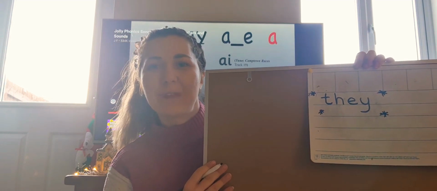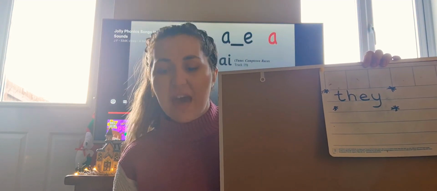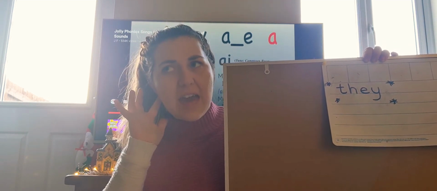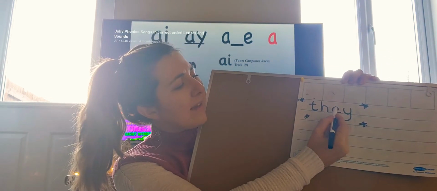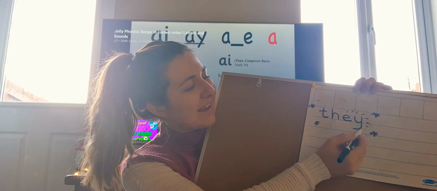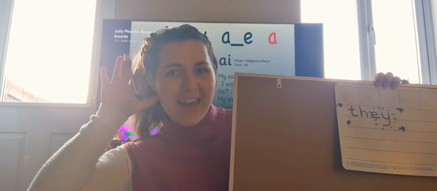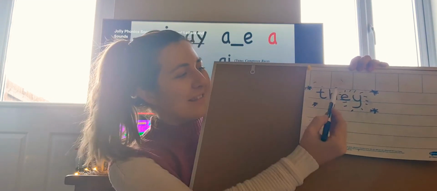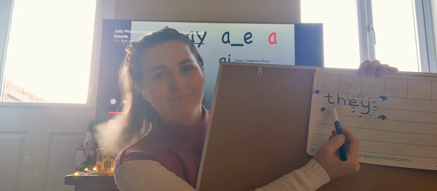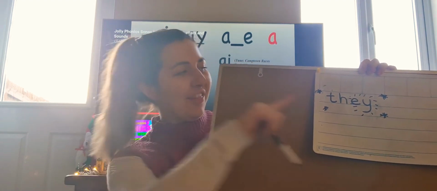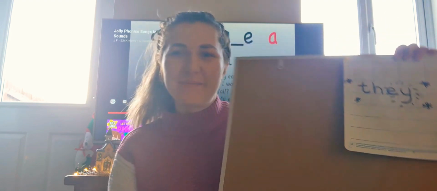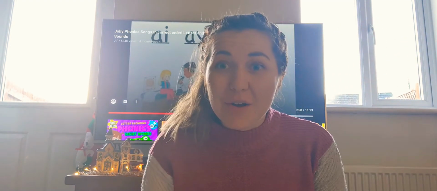They. We can hear the word they begins with th. It does sound like the A sound next, doesn't it? But we've actually got an E and a Y making the A sound. So when we see this word, we cannot sound it out. Th, E, Y. We just have to remember this is the tricky word. They. Great job, everyone.